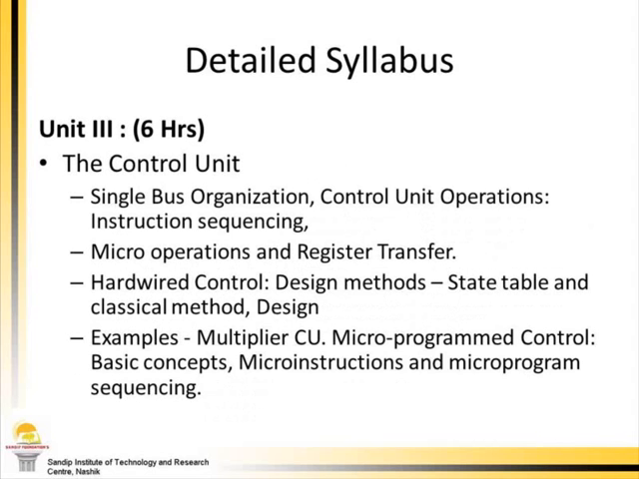Look at unit number 3. Unit 3 is the part of the control unit. The control unit basically performs the execution operation of the computer systems, and how it performs these operations with single bus organization and multiple bus organization. This is a part of the third unit given over here. There are different ways, basically hardware control unit and microprogram control unit, and design of the control unit. These are also explained in this particular unit with 6 chapters.